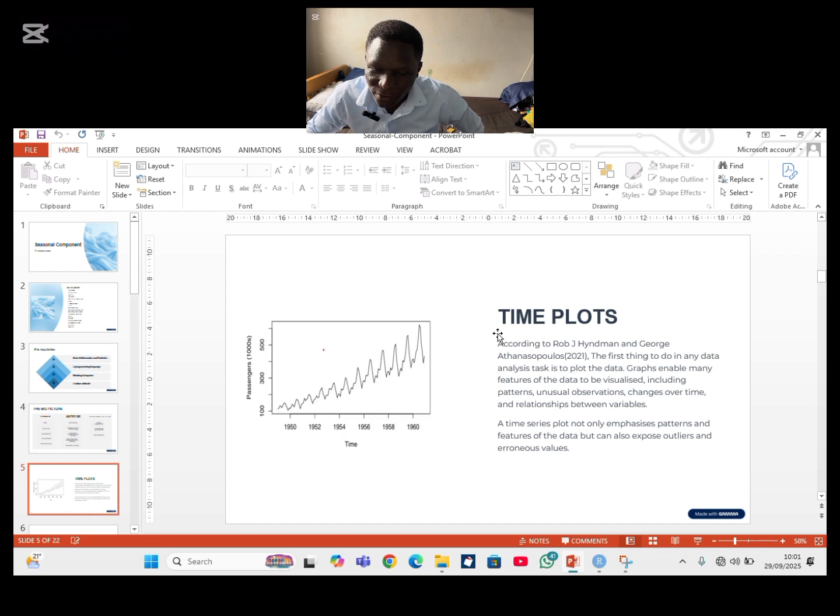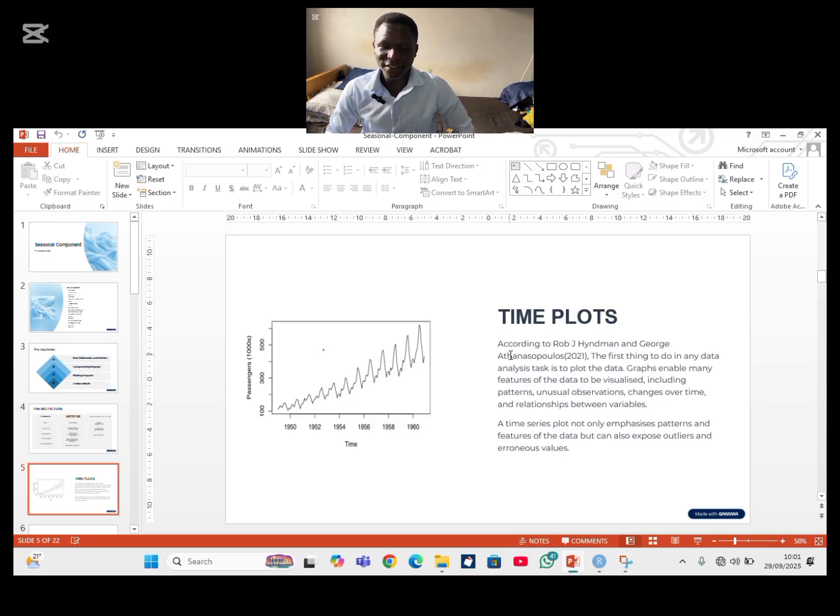If you look at your screen, there is an author called Rob. There are two actually, Rob and George, in their book on time series practices. They say that the first thing you should do in any data analysis task is to plot the data. Graphics enable many features of the data to be visualized, including patterns, unusual observations, changes over time, and relationships between variables. A time plot not only emphasizes patterns and features of the data, but can also expose outliers and erroneous values.